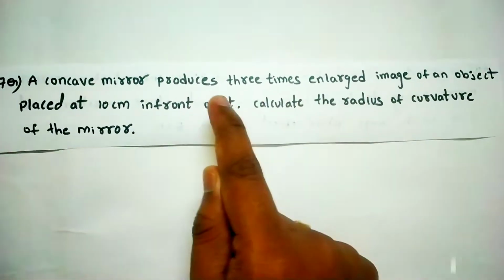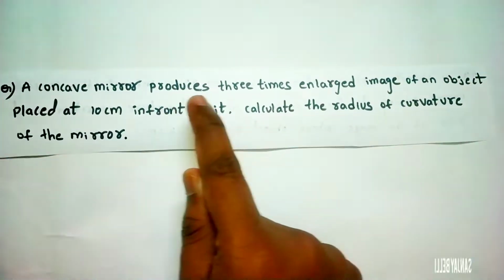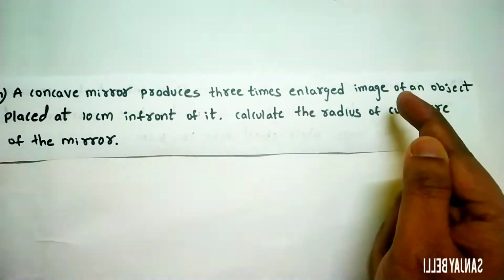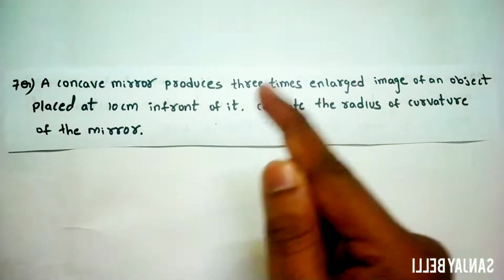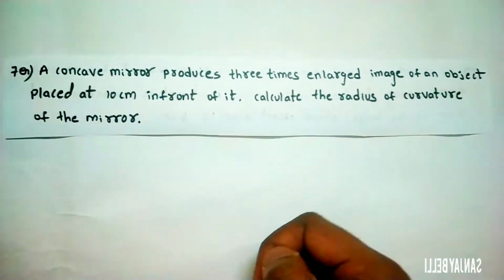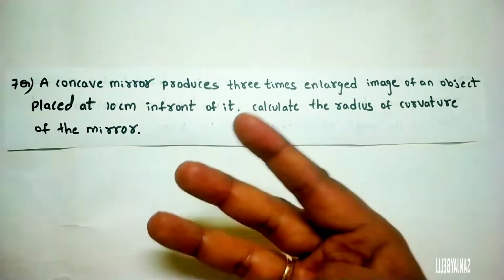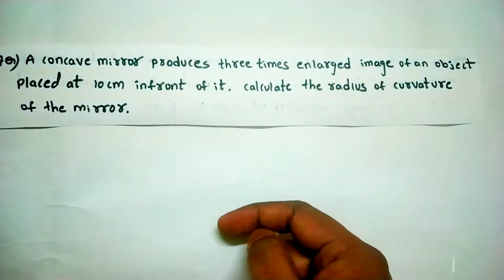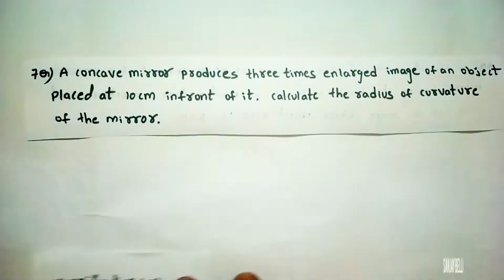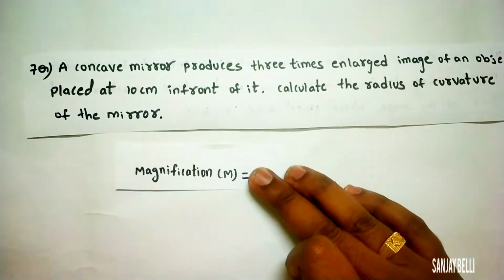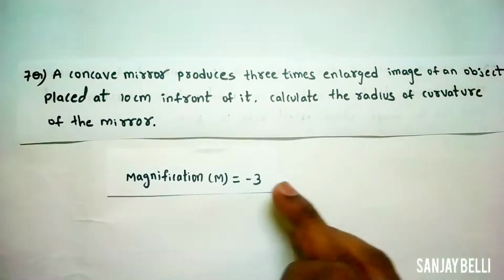What has he given? The mirror produces 3 times enlarged image. That means he gave the magnification of the image. That means the image is 3 times greater than the object. So he gave the magnification. So we know magnification m equals 3.